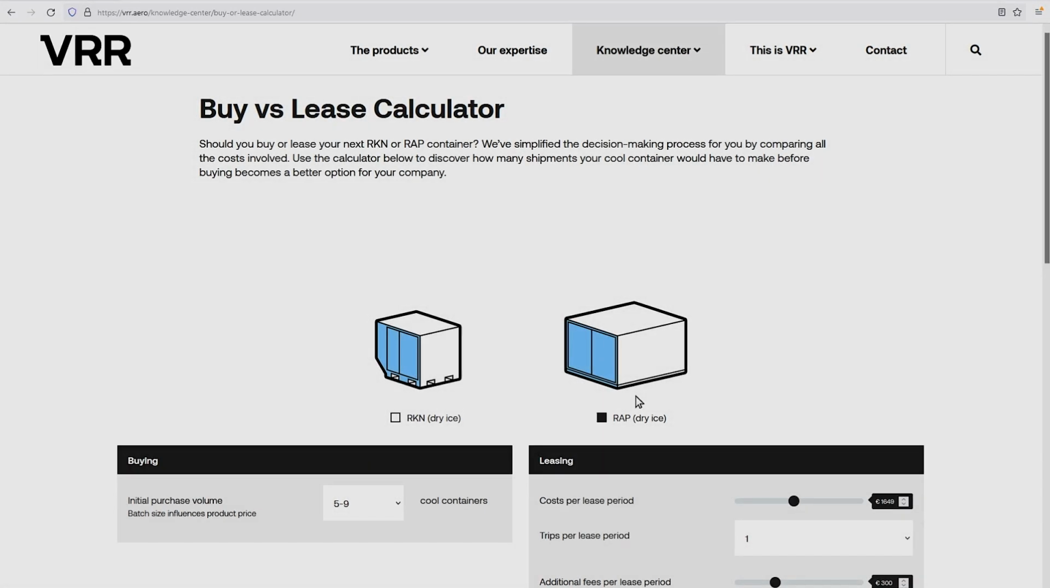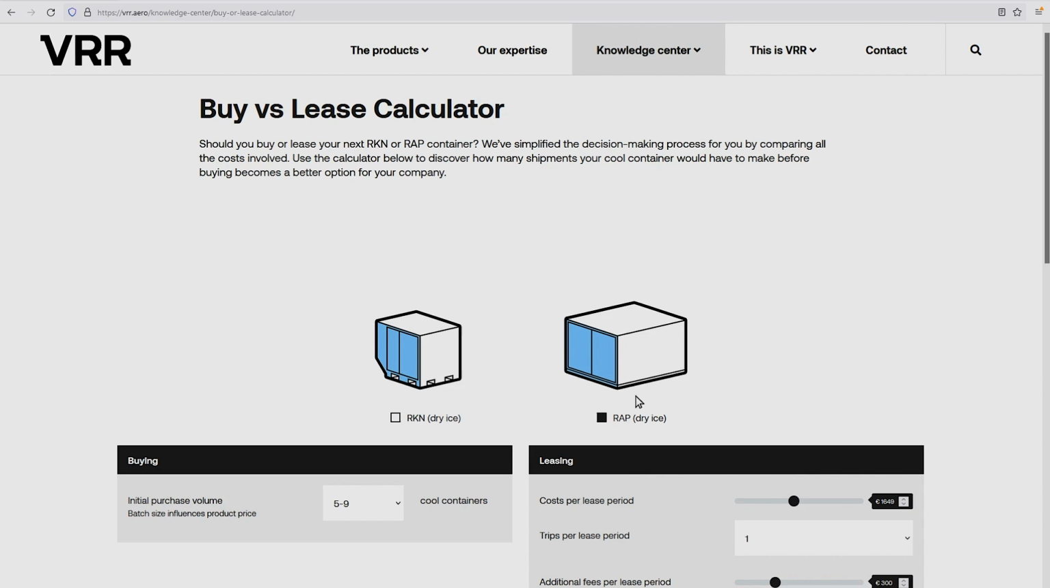Hello, and welcome to this short tutorial on how to use our buy versus lease calculator. It compares the total cost of buying with the total cost of leasing. So it looks at not only a container's lease cost and purchase price, but also at the cost of things like transportation, cooling, batteries, and repair.